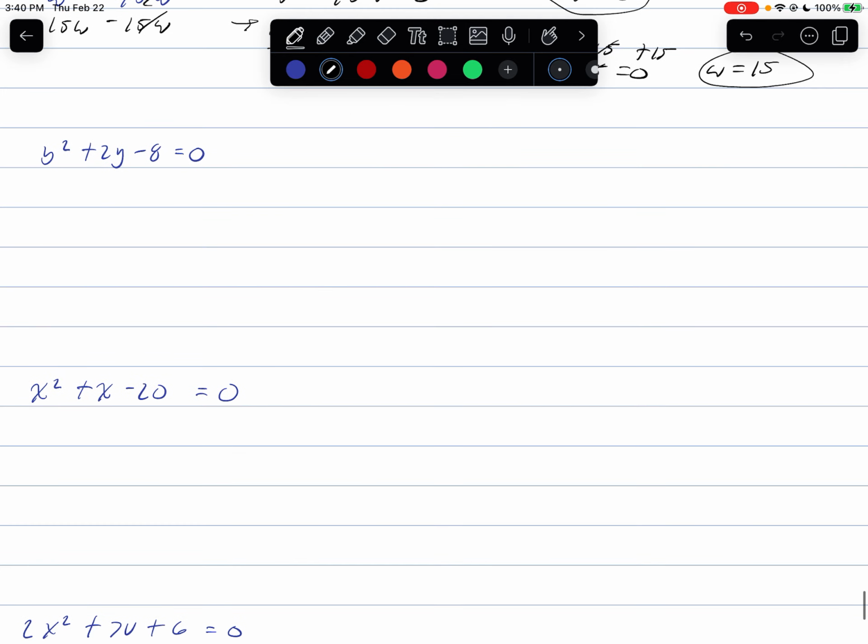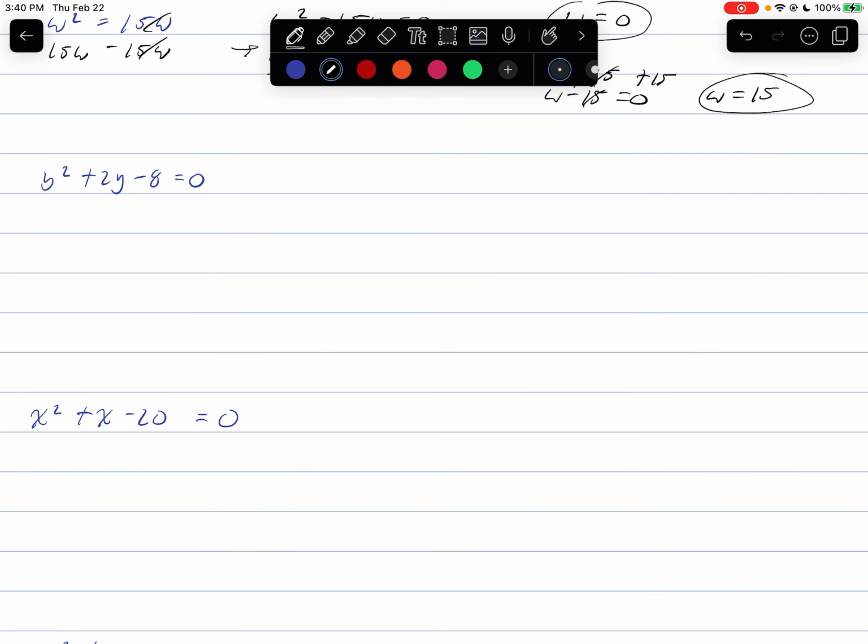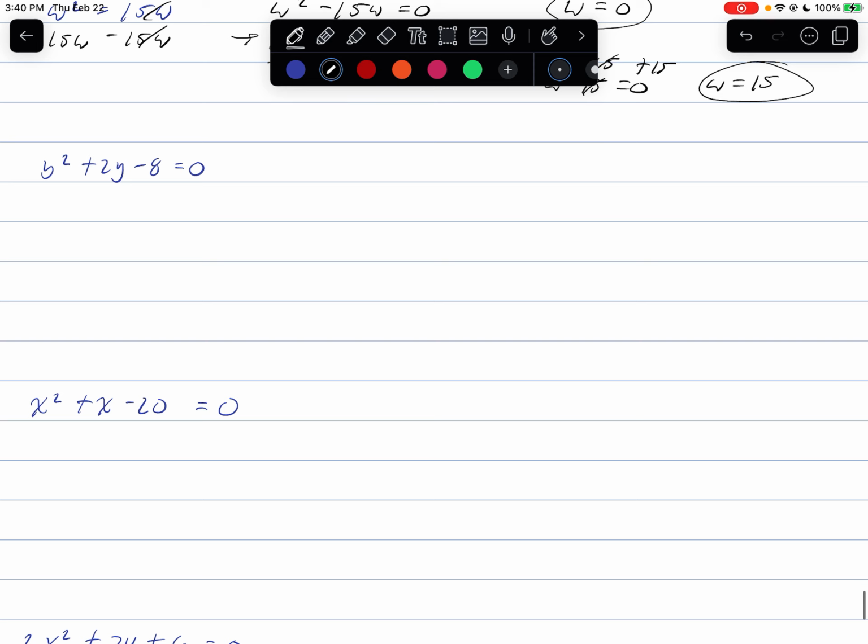Okay, so let's look at a slightly more complicated example. Here we have y squared plus 2y minus 8 is equal to 0. It's a little more complicated, but we have all of the tools we need to be able to solve this particular equation. Okay, so what we're going to do first is notice that it's already set equal to 0, so we're good there. We don't have to do anything else on that front. But we do have to see if we can factor this equation. So we know that we can factor this.